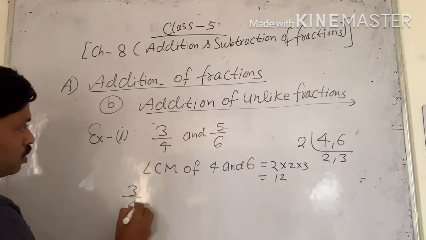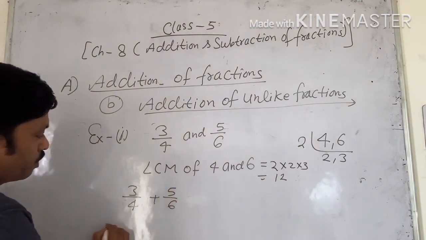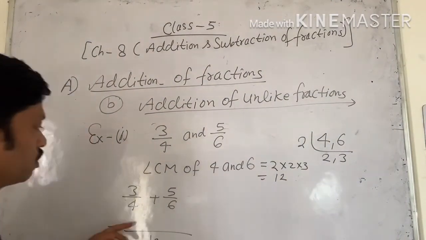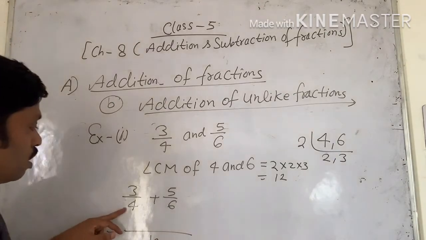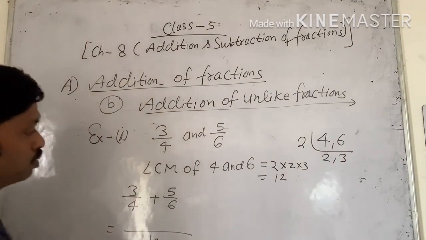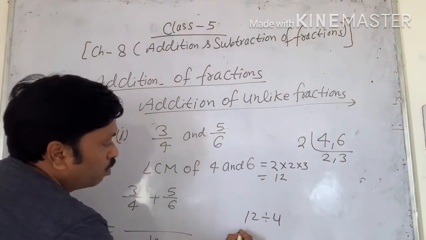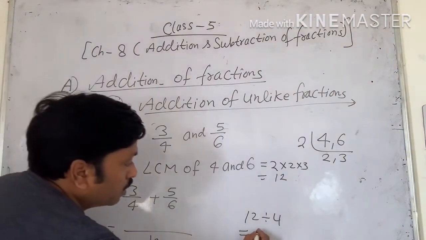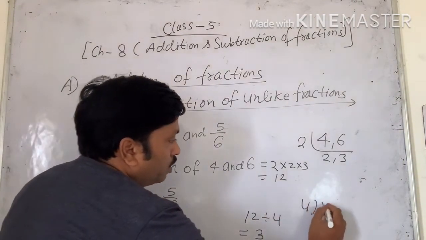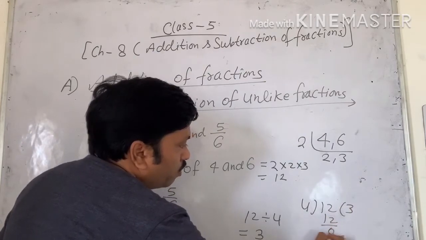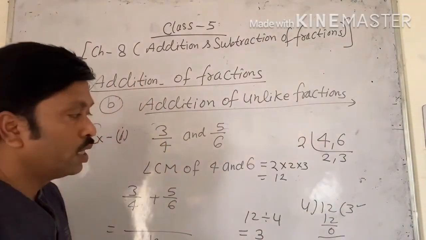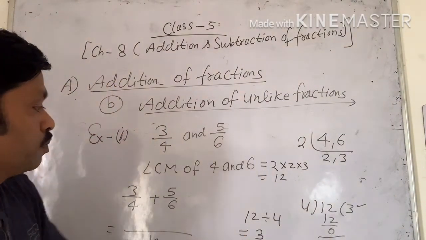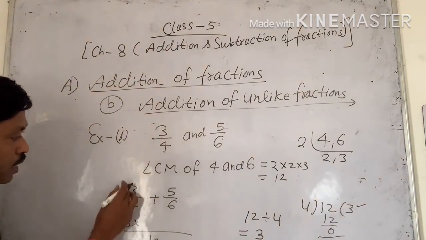Now we go to the question 3 by 4 and 5 by 6. Now write 12 as the common denominator of 4 and 6. For this, we will divide 12 by 4. When we divide 12 by 4, we get the quotient 3. How? Yes, 4 threes are 12. You know very well about that. This is the quotient, this is the divisor, this is the dividend, and this is the remainder. Now this quotient 3 is multiplied by the numerator.